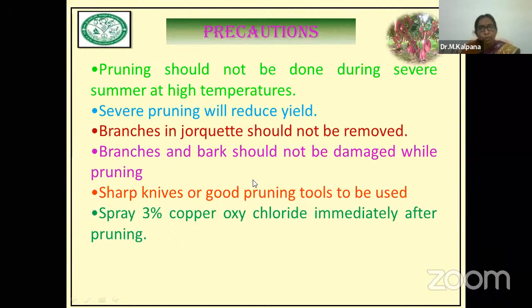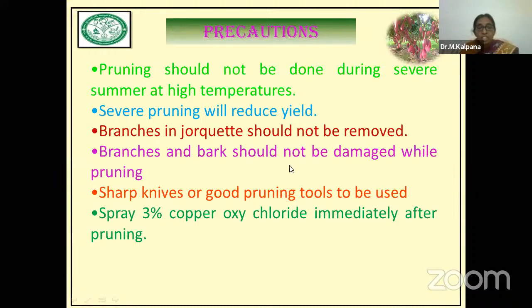We should not do the pruning operation in the summer months where the temperatures are very high. Why? When you do the pruning in the severe summer, the first 2 years it will give good yields, and then the tree will be affected because of the scorching sun, and the yield will gradually reduce.